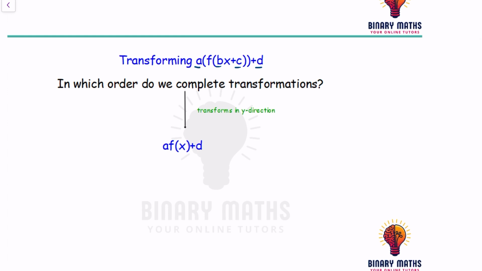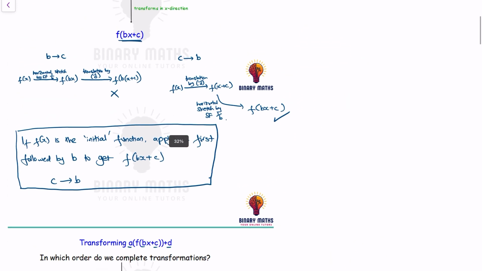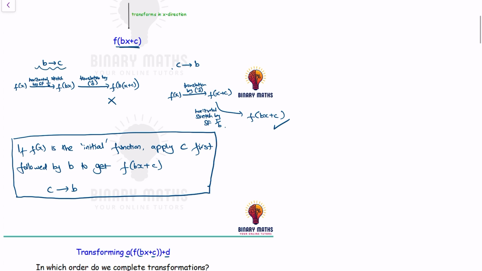So let's look at a before d. So if we're doing a before d, and then let's look at d before a. These are two options. Let me just go and highlight here, b before c and the c before b.